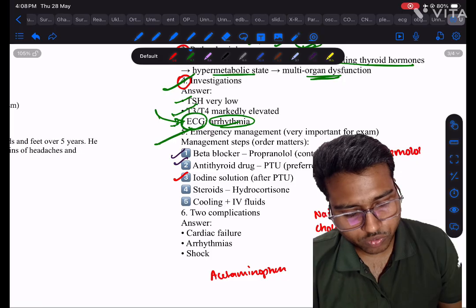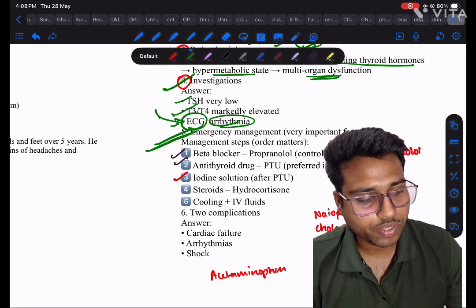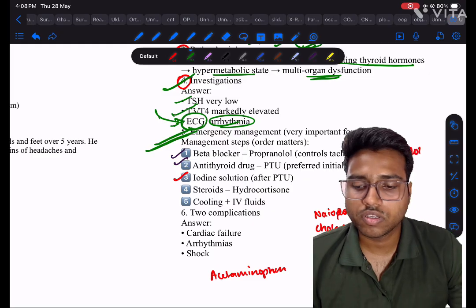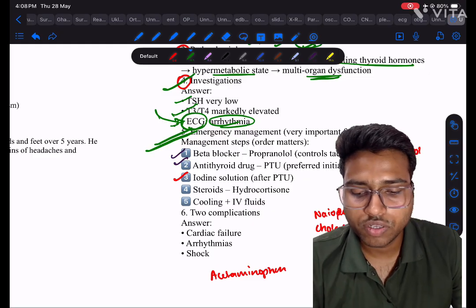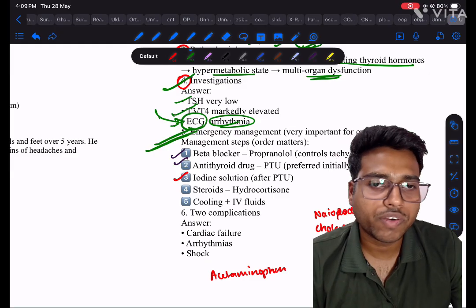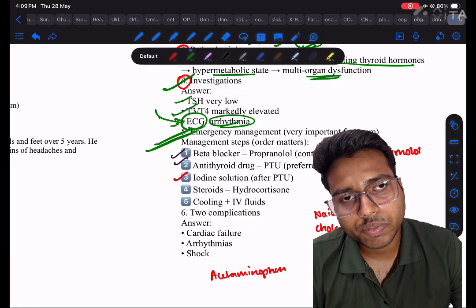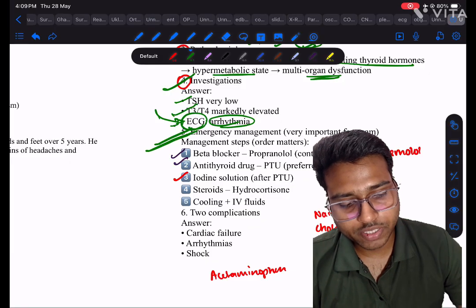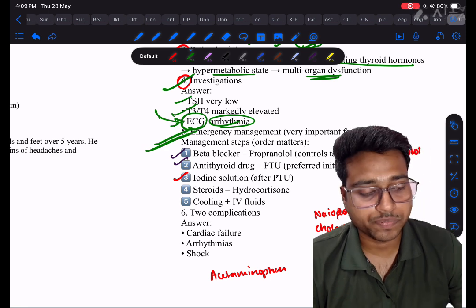What will be the management? We have to treat this patient very urgently. So how will we treat the patient? First of all, we will have to admit the patient to the ICU. We have to rehydrate the patient, give antibiotics, and treat the patient for hyperthermia. So we should give acetaminophen, which is more preferred than aspirin.